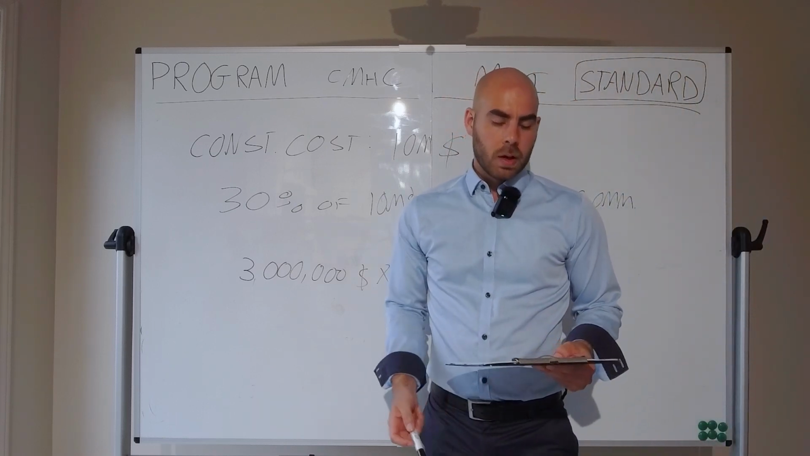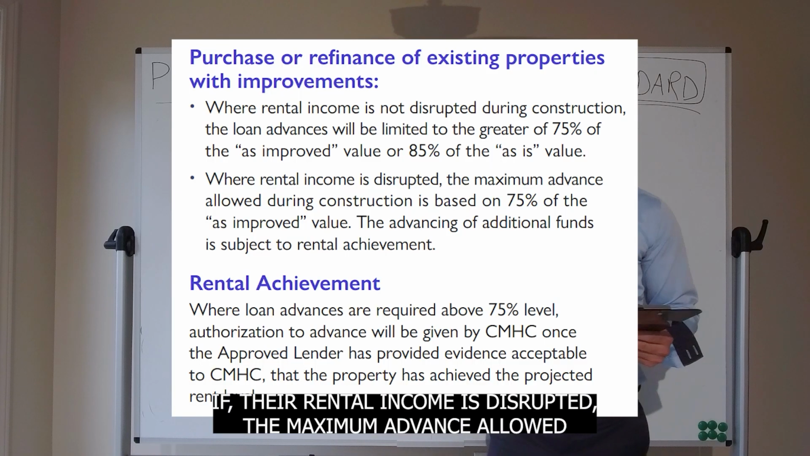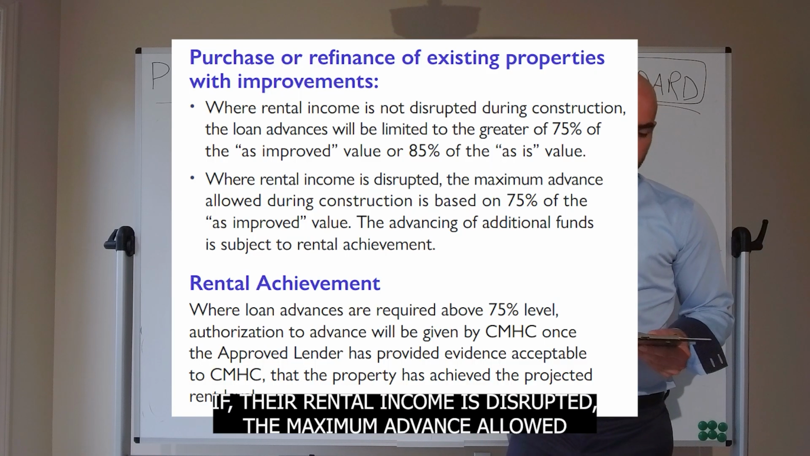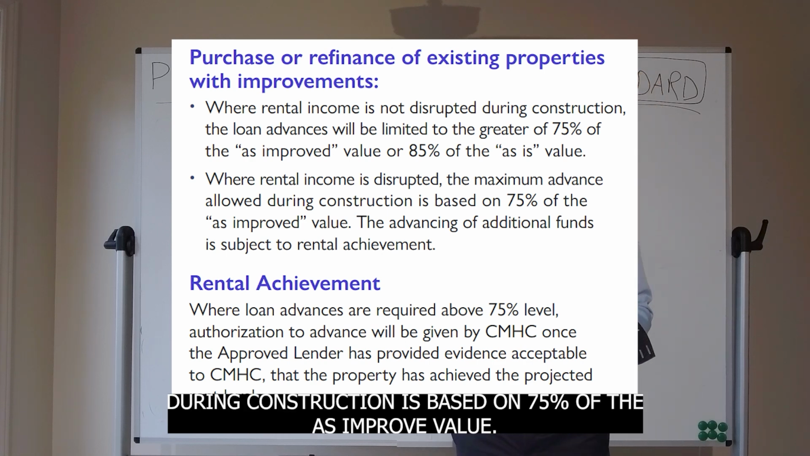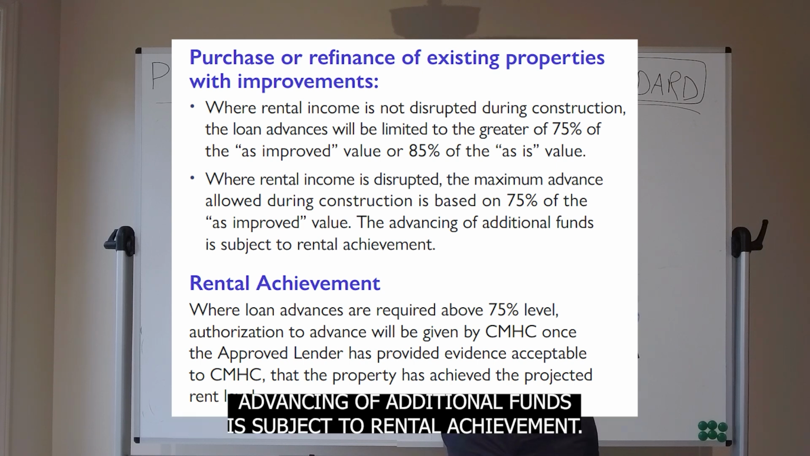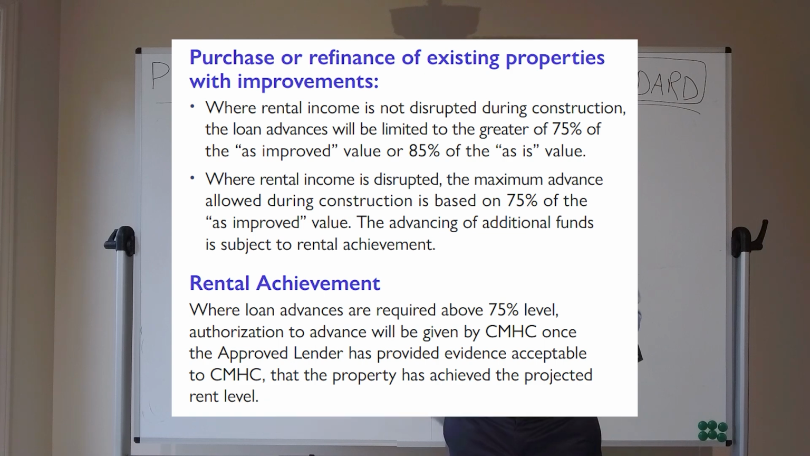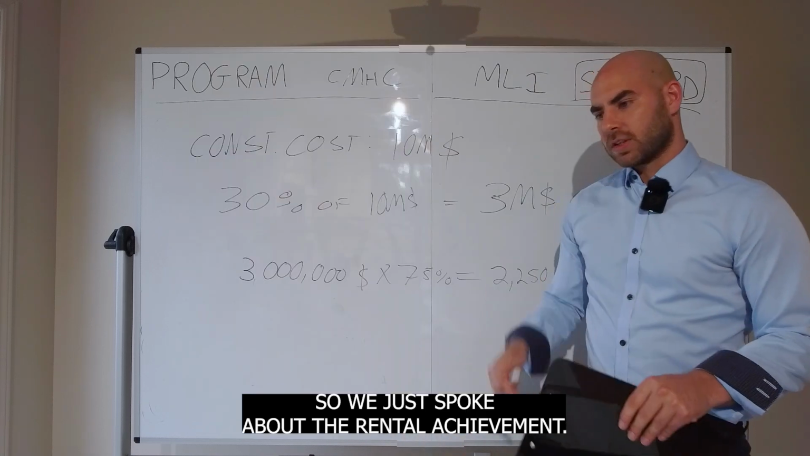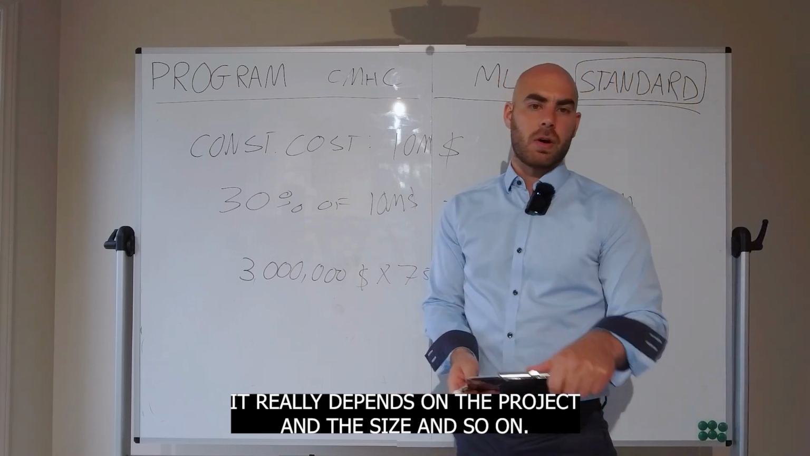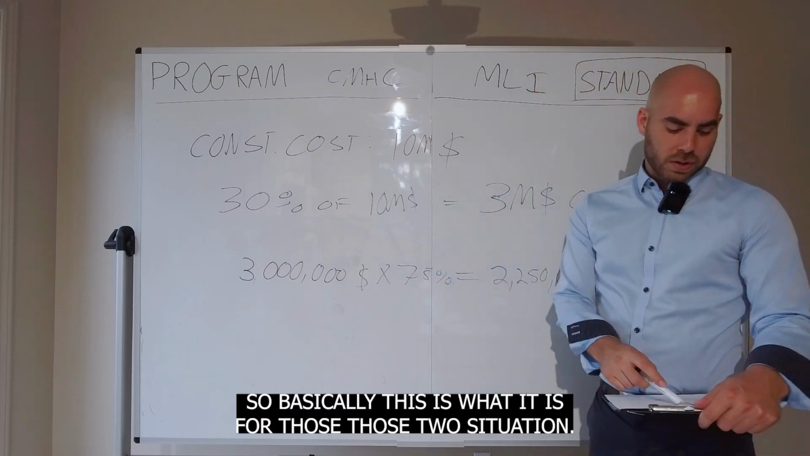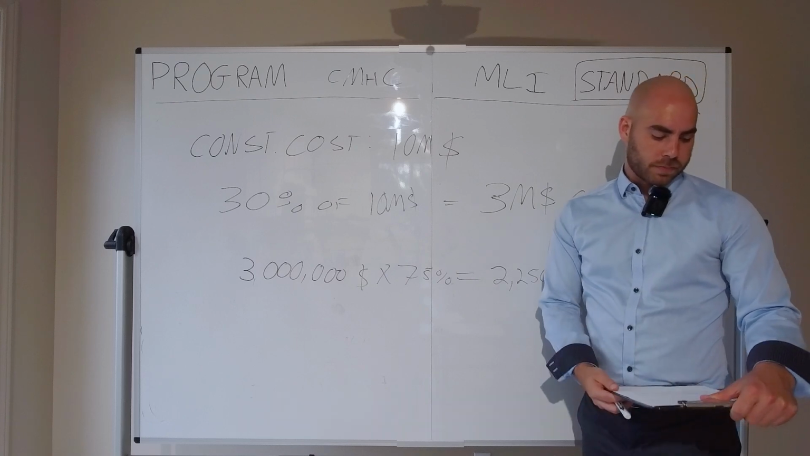Okay. On the flip side, if the rental income is disrupted, the maximum advance allowed during construction is based on 75% of the as-improved value, and advancing of additional funds is subject to rental achievement. So we just spoke about the rental achievement. It really depends on the project and the size and so on. So basically this is what it is for those two situations.